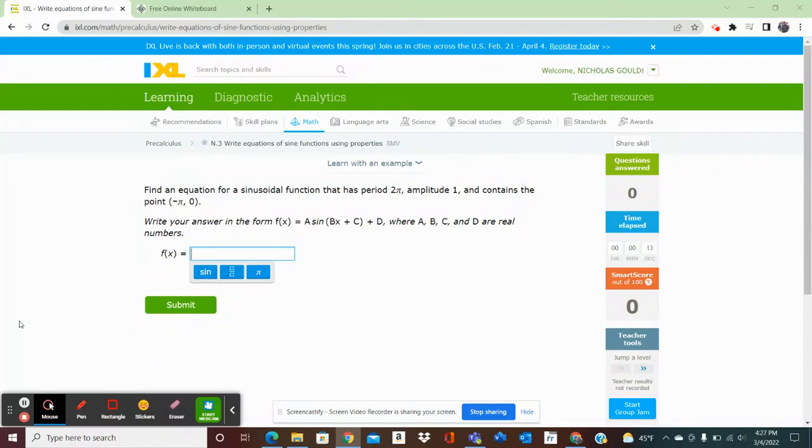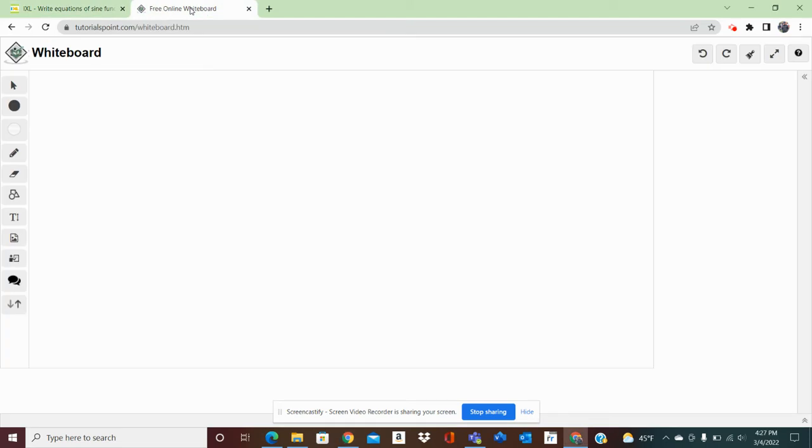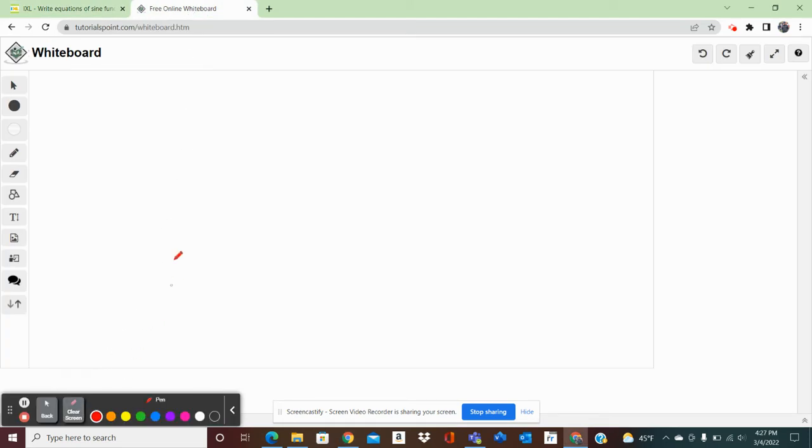All right, so right now for this IXL, you're going to work on writing equations of sine functions using the properties. What we want to do is make sure that we understand how to do this and what to do. So off to the side here, I'm going to draw a unit circle, so we know what's what. This would be 2 pi, this would be 3 pi over 2, this would be pi, and this would be pi over 2.